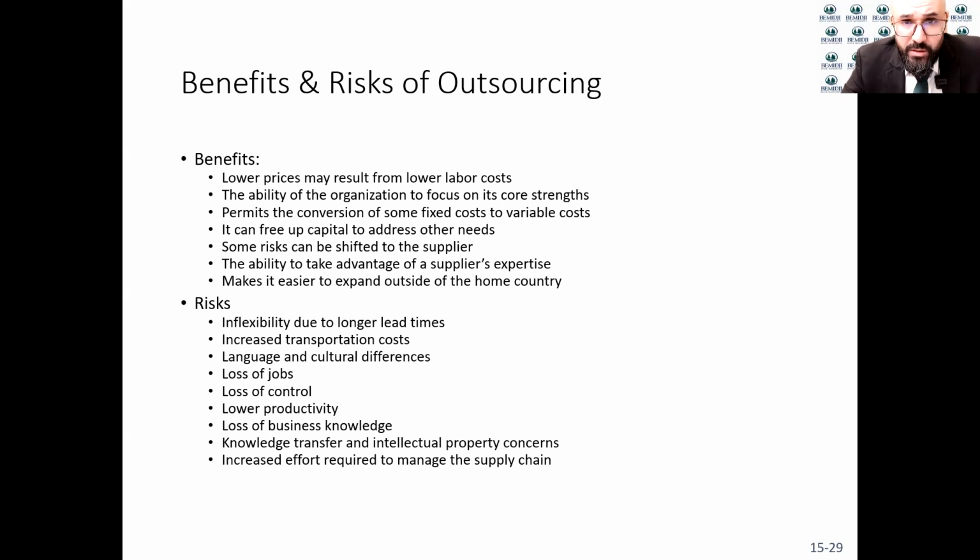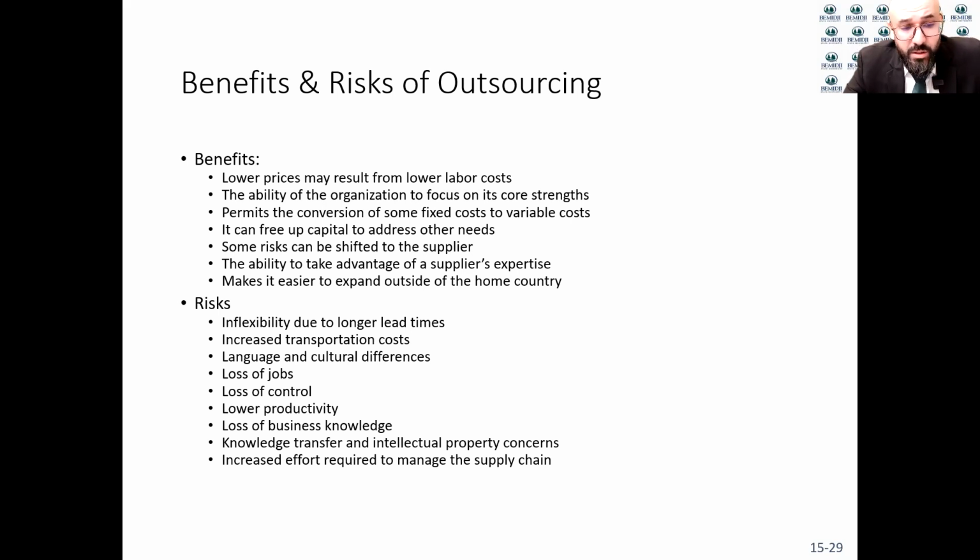Loss of jobs, so inside your country, maybe you're losing some jobs here and you give these jobs to somebody else overseas. Loss of control, that's another big issue, where you can't control your business anymore because it all relies on your outsourcer and suppliers, and if you don't have them, then you're out of business, basically. Lower productivity, you can't manage productivity because it's not your work. It depends on the other people, and whatever their productivity is, that's going to be your productivity.